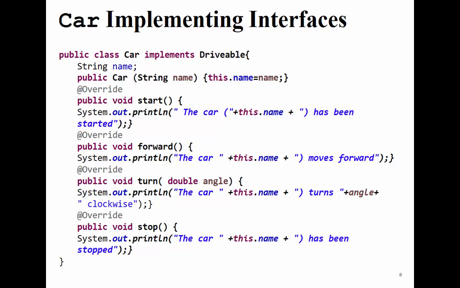So both bicycles and the car share something in common: they are both drivable. So both implement the drivable interface. Here we have a car, and in addition to implementing this drivable interface, there is a field called car name. We give it a string name. So we ask the constructor to assign the field, and we also have start the car, forward the car, turn the car, and stop the car.